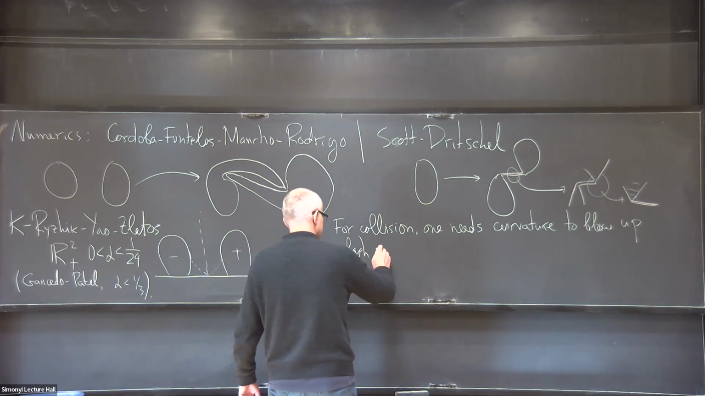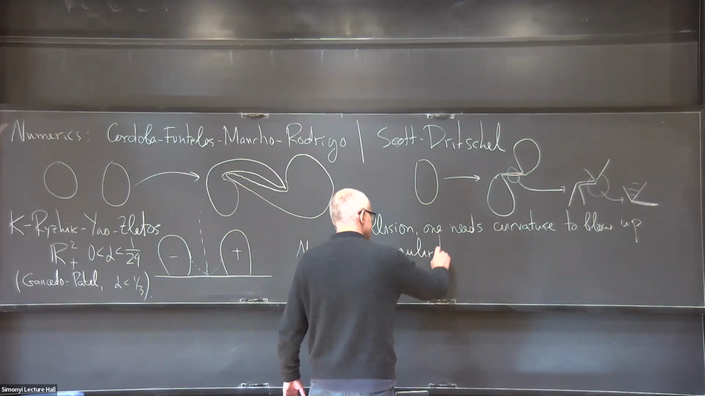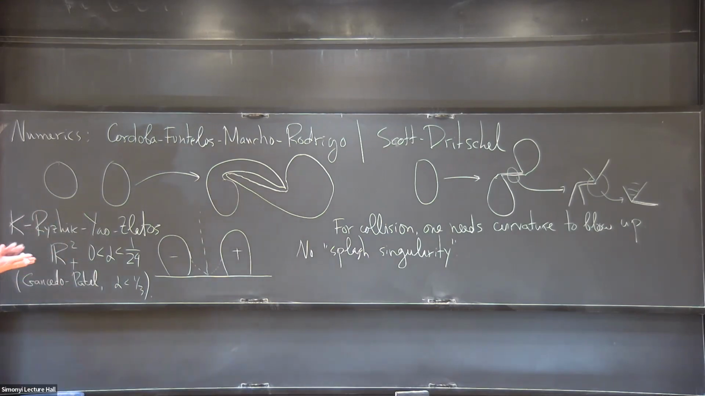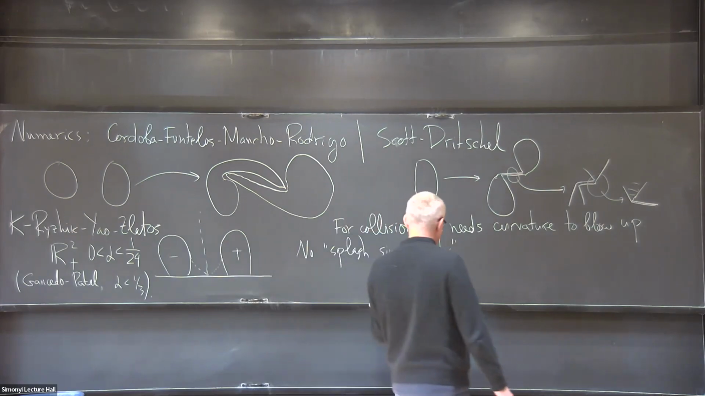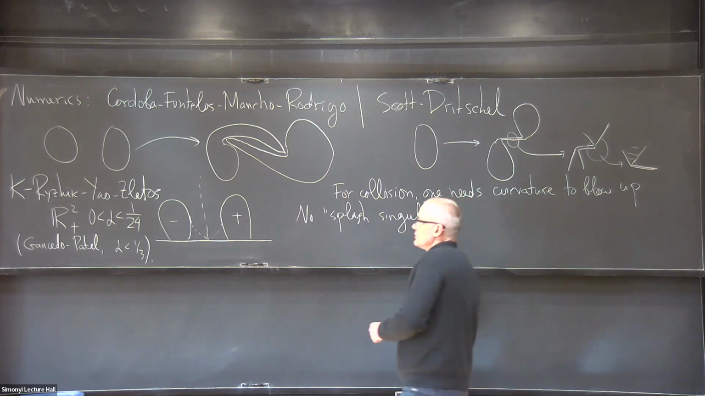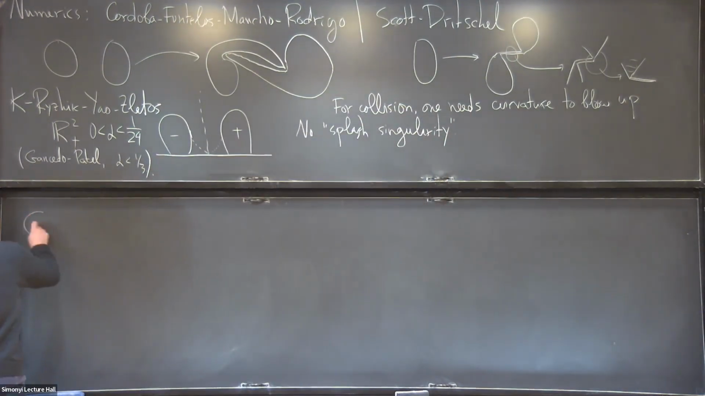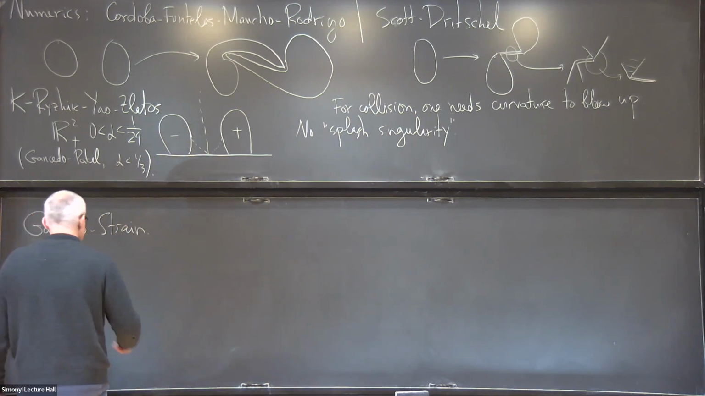I'll say a few words about it. So no splash singularities. For some fluid models, you can have this, right? Like for water waves, you could have two interfaces collide without singularity, but not for SQG patches. And so this result goes back to Gancedo and Strain. And we improve slightly on the result.